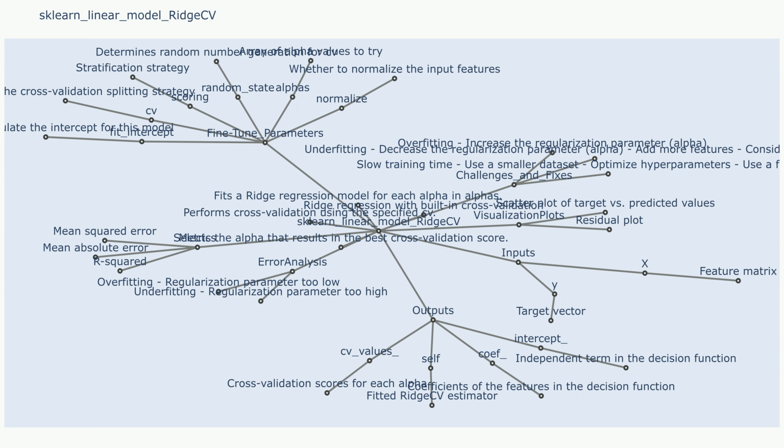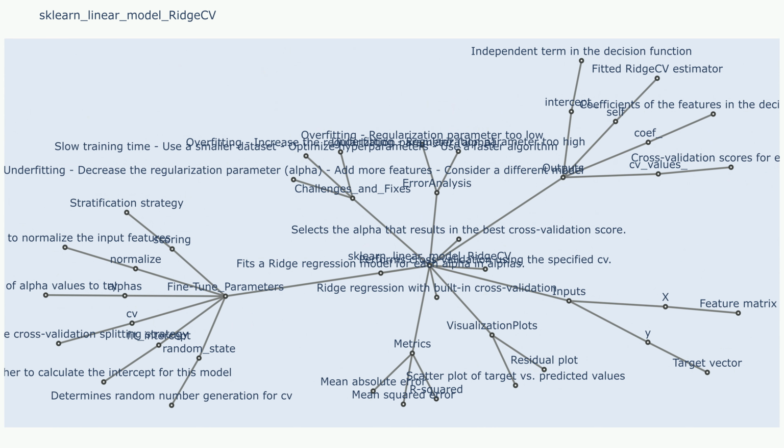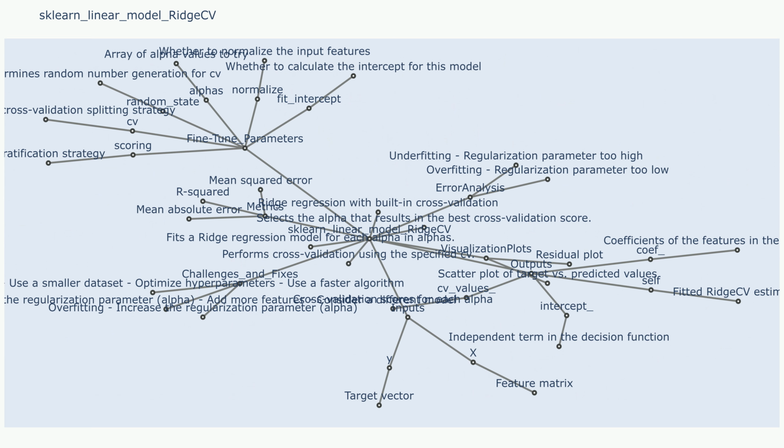Challenge 2, poor performance on unseen data. This can happen if the cross-validation folds are not representative of the overall data distribution. Sample use case that resulted in challenge 2, using k-fold cross-validation with a small number of folds might result in biased estimates of the model performance. Fixes to challenge 2, use a larger number of folds for cross-validation. Consider using stratified k-fold cross-validation to ensure that each fold has a similar distribution of the target variable.